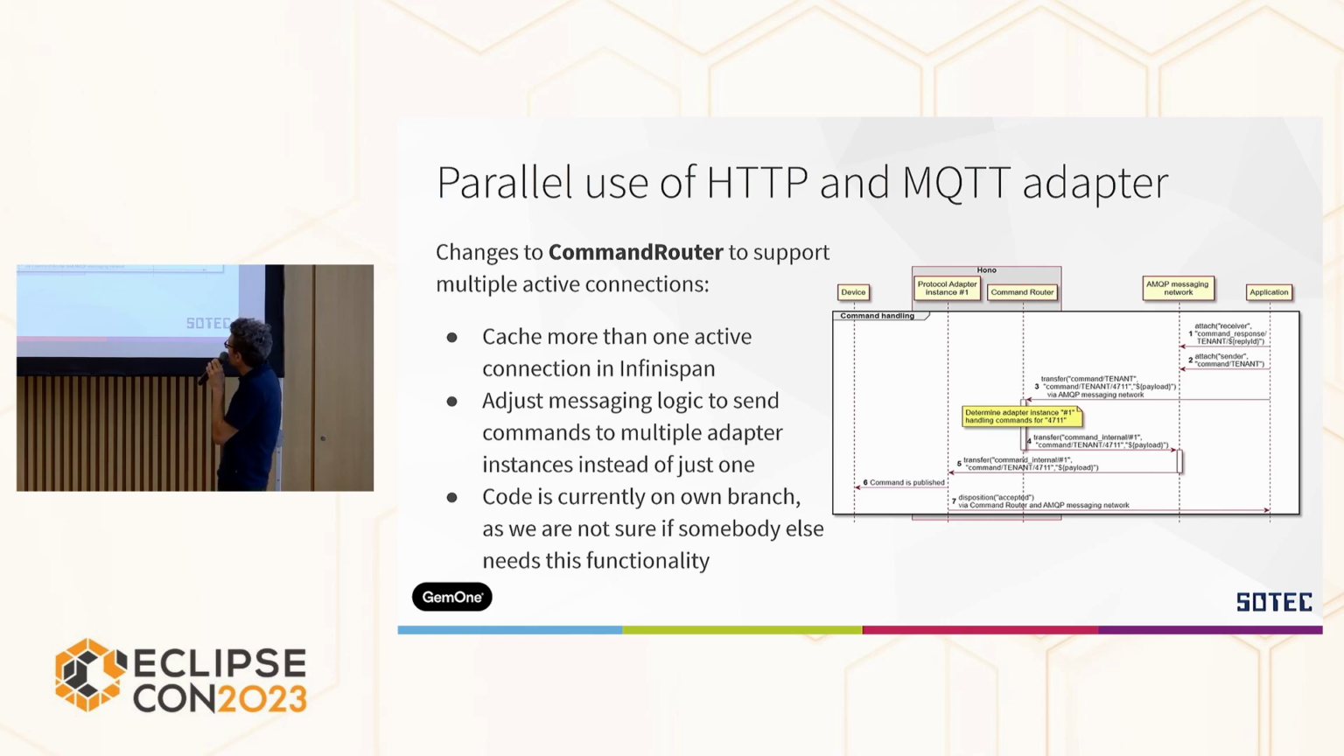So we added a few changes to the command router logic. As you can see here on the right, this is the sequence diagram of how this worked before. When an application wants to send a command, Hono determines the correct adapter instance where the device was connected, and then sends the command to this adapter instance. Instead of that, we now had to check multiple adapter instances where the device was connected, cache them in the data grid in Infinispan, and then send this down.